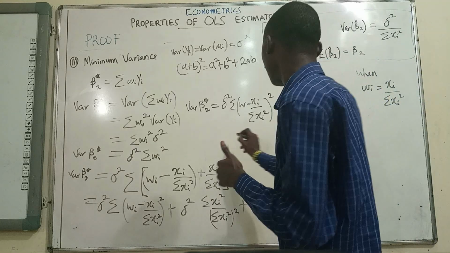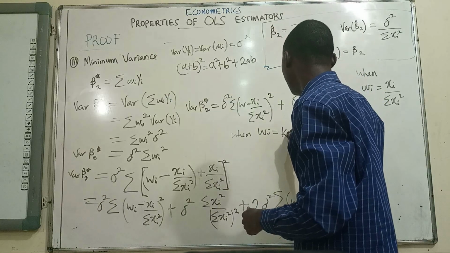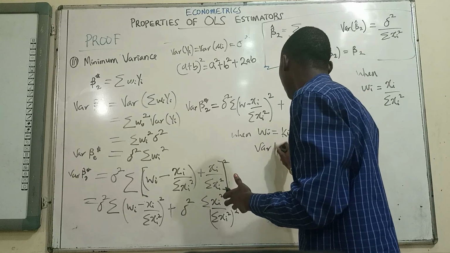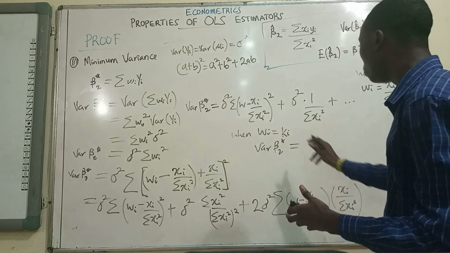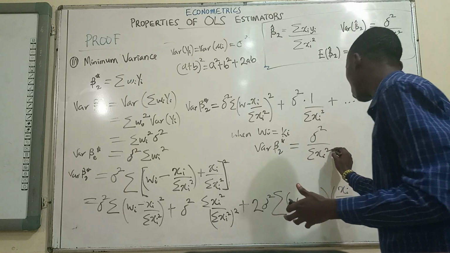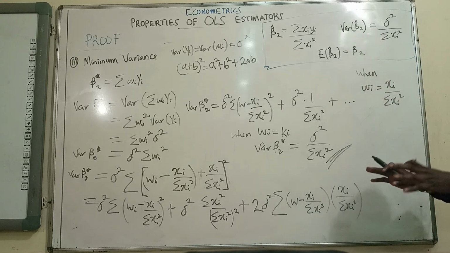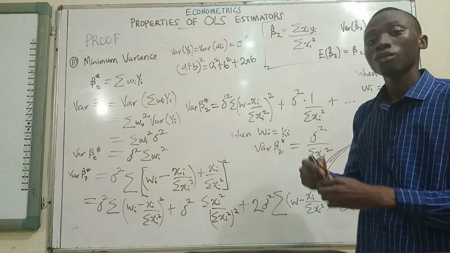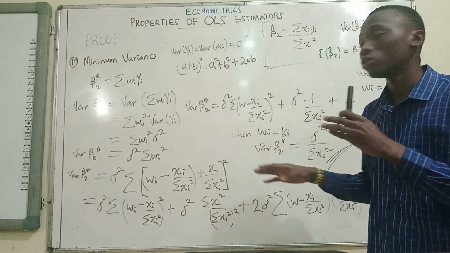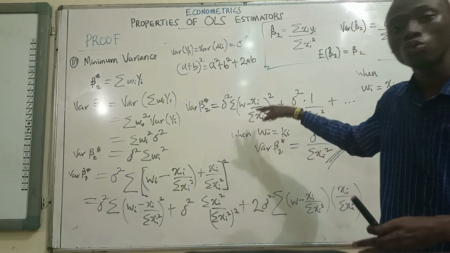So you see that when the weights used in this estimator are exactly the same weights we used in our OLS estimator, the variance of beta 2 will be, this becomes 0, we'll just be left with this sigma squared over summation xi squared, which is exactly the same as the variance of our OLS estimators normally. So what we are saying here is that for the variance of your estimates, for either beta 2 or beta 1, to be minimized, we have to make use of the same weights used in OLS.